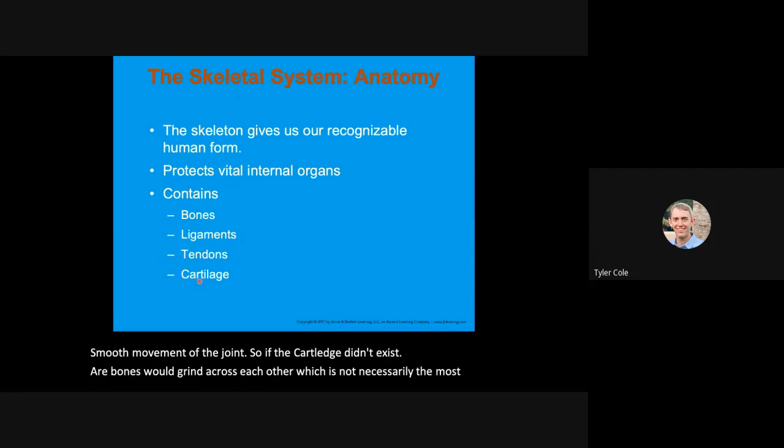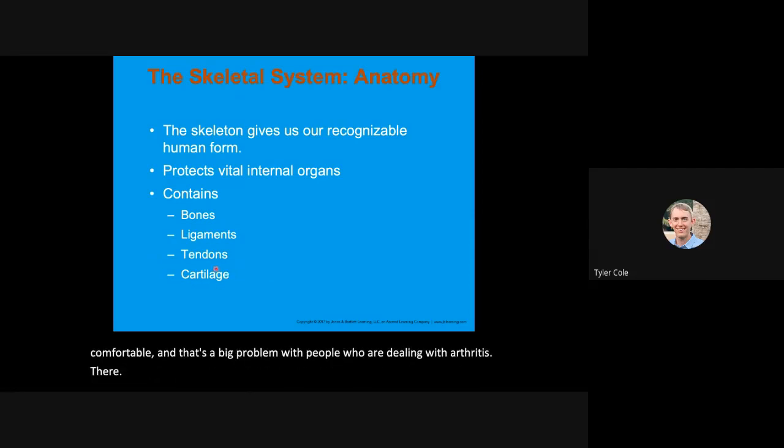And that's a big problem with people who are dealing with arthritis. Their cartilage is essentially non-existent, and those bones grind against each other, and they can start to develop bone spurs, which do not help the problem at all.